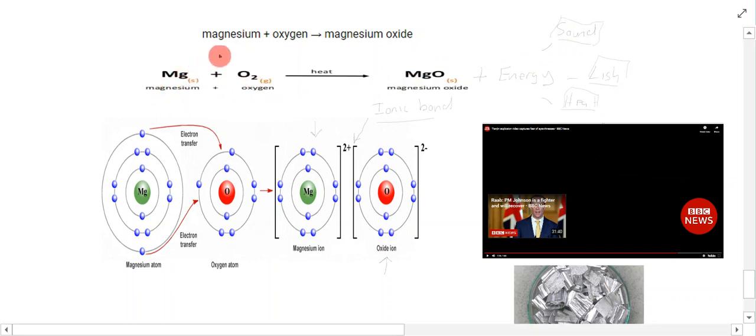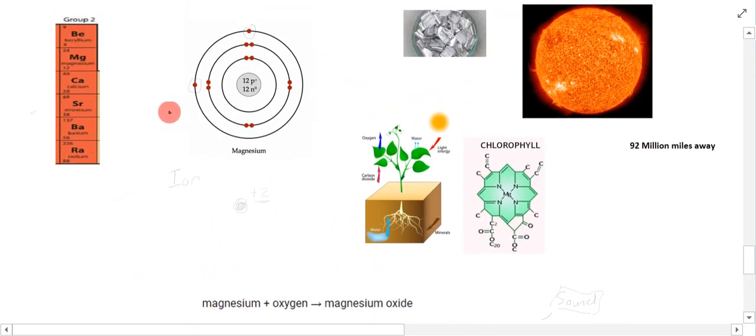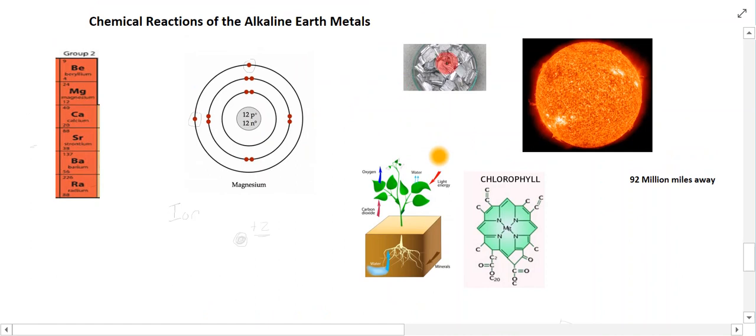So these are the group 2 elements, and we've just looked at the example of magnesium and how it reacts in relation to oxygen. And if you take all of these other group 2 elements as well, so beryllium, calcium, strontium, all of these elements will react in a very, very similar way to magnesium. And so once you know how one reacts, you have an idea of how all the rest of them react as well.